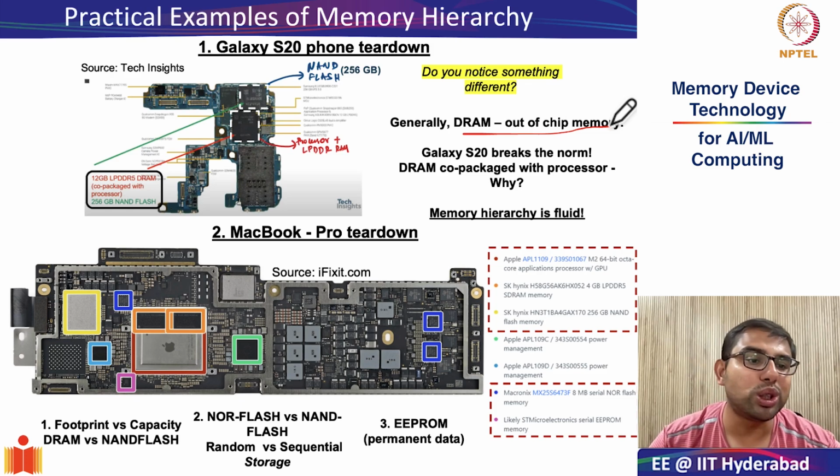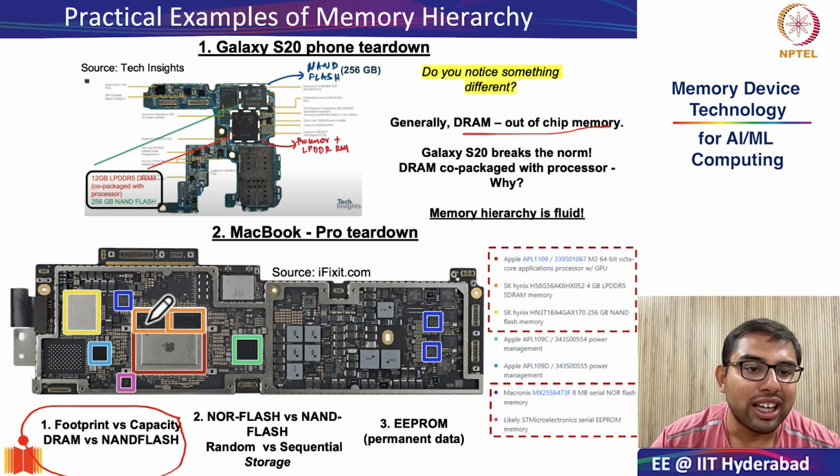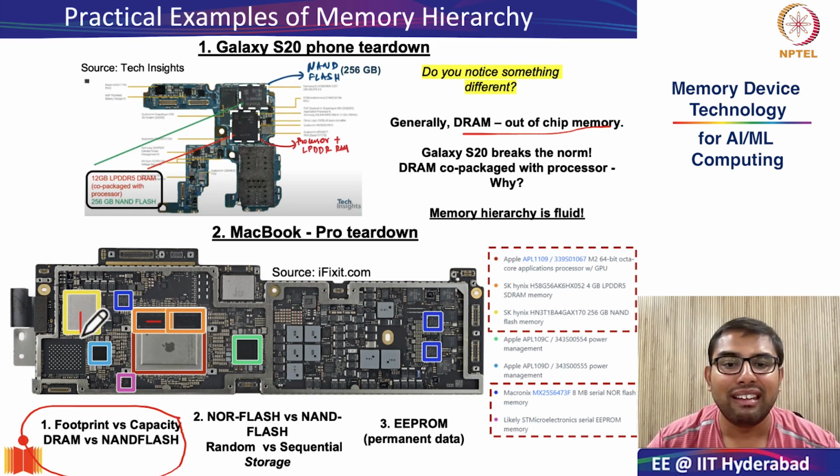In MacBook Pro, we also saw the big differences in footprint versus capacity between the DRAM versus the NAND flash. So you see, this is the DRAM, whereas this is the NAND flash. They look similar in size, but the DRAM is just 4 GB, but the NAND flash is 256 GB. Now that I have taught you both DRAM and NAND flash, you have a clearer idea why the capacity of NAND flash is much more, despite the chips looking a similar size.